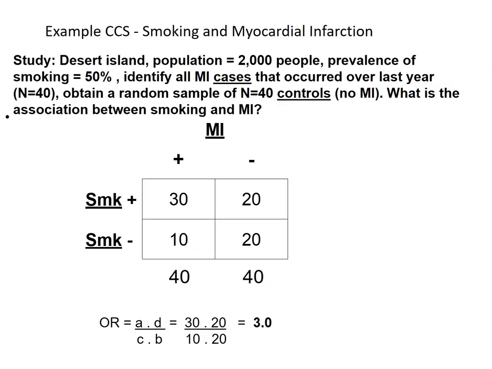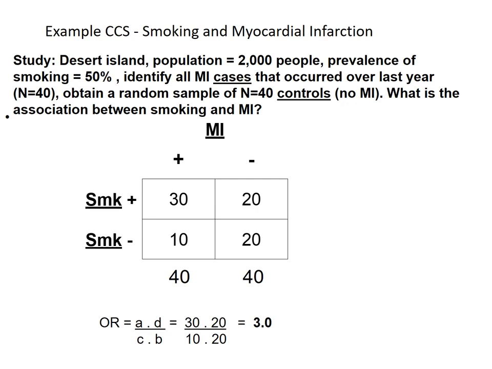Let's look at this example: smoking and myocardial infarction. On a desert island with a population of 2,000 people, the prevalence of smoking is 50%. We identify all myocardial infarction cases that occurred over the last year, which equals 40. We obtained a random sample of 40 controls. The question is, what is the association between smoking and myocardial infarction?